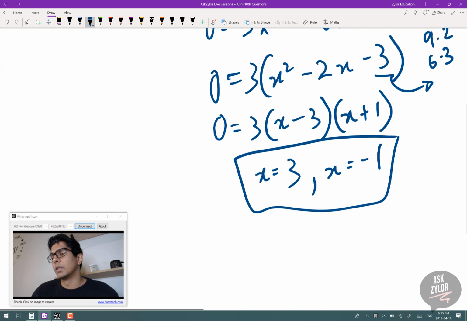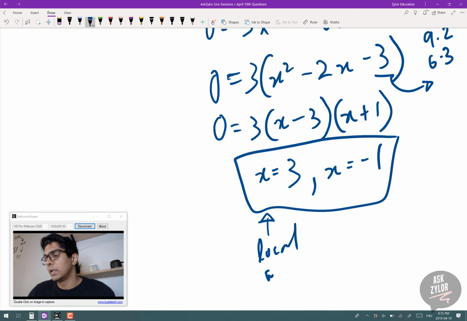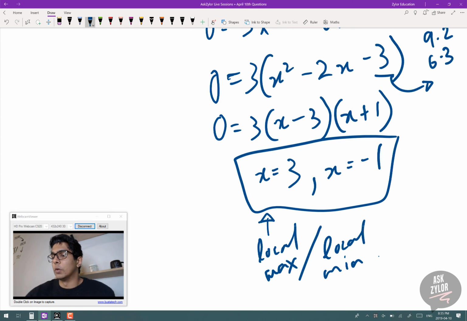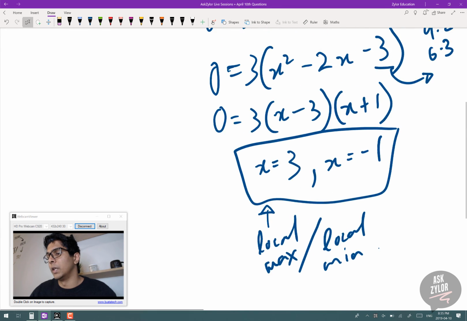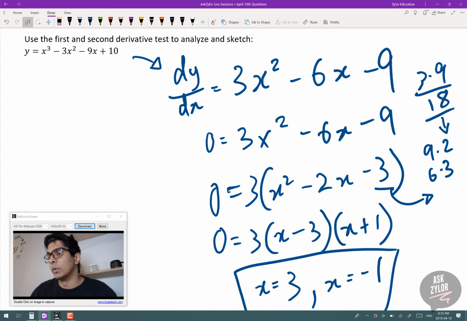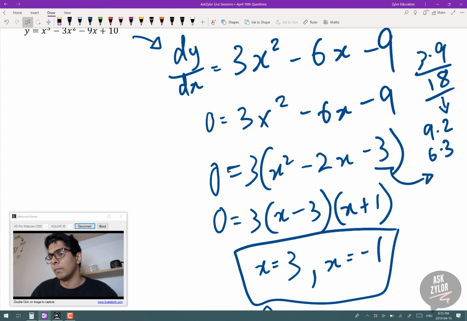So these are my critical points, right? These are the points where it'll be either a local max or local min. Now I don't know which one's which, so I can either use the intervals or I can use the second derivative to verify that. They asked me to use the first and second derivative, so I'm going to go ahead and use the second derivative to verify which of these is a max and which is a min.